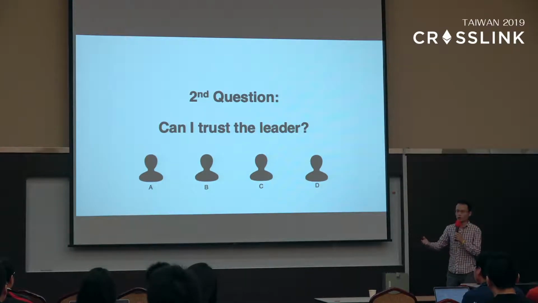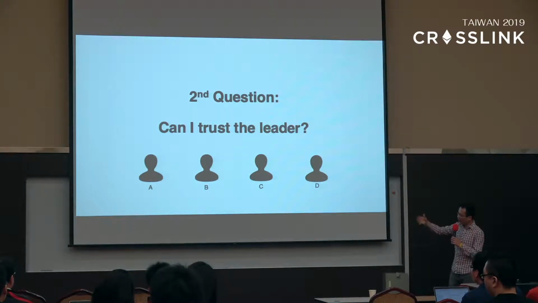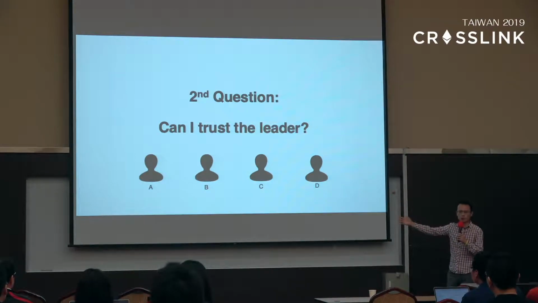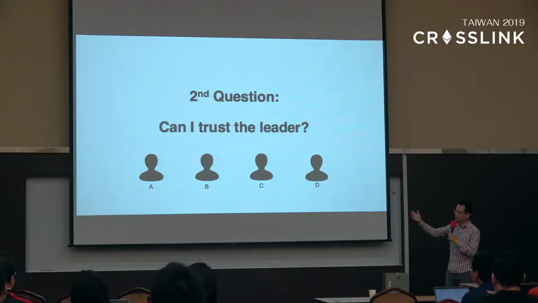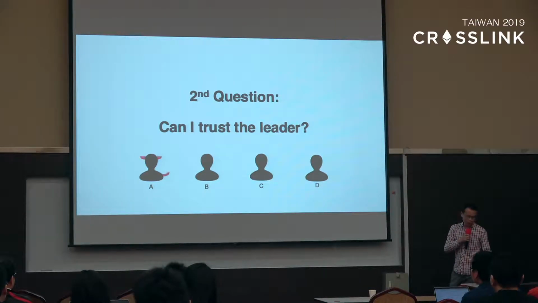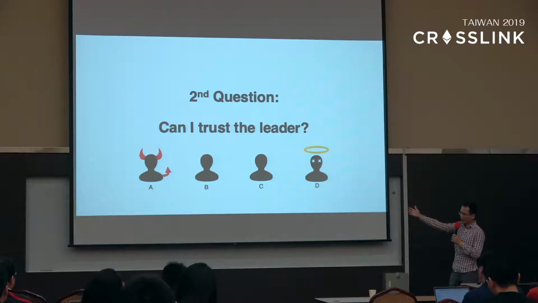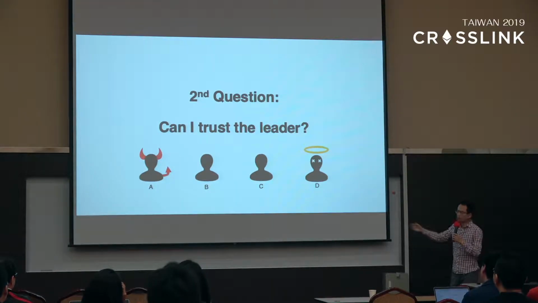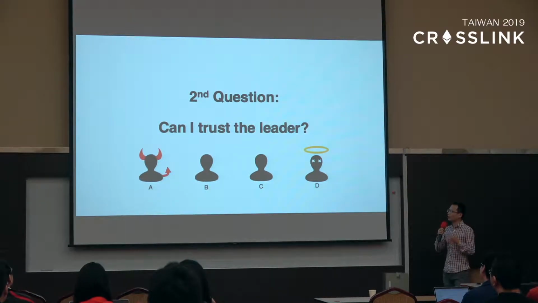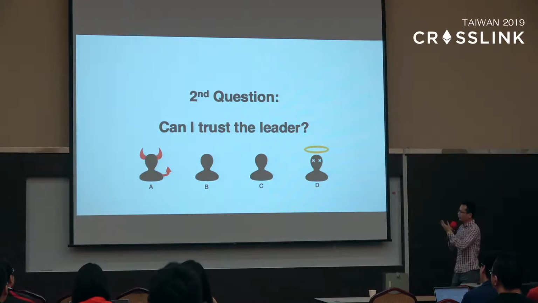Okay. Now the next question is, after I know that A is the leader, how to know whether A is faulty or not? Can I trust the leader? Okay. So we know that some node like A may be faulty, so Alice, or A, may not follow the protocol, or some node like D may just be disconnected from the system. So can I trust the leader? So next I'm going to give you an example to show what may happen if the leader is faulty.